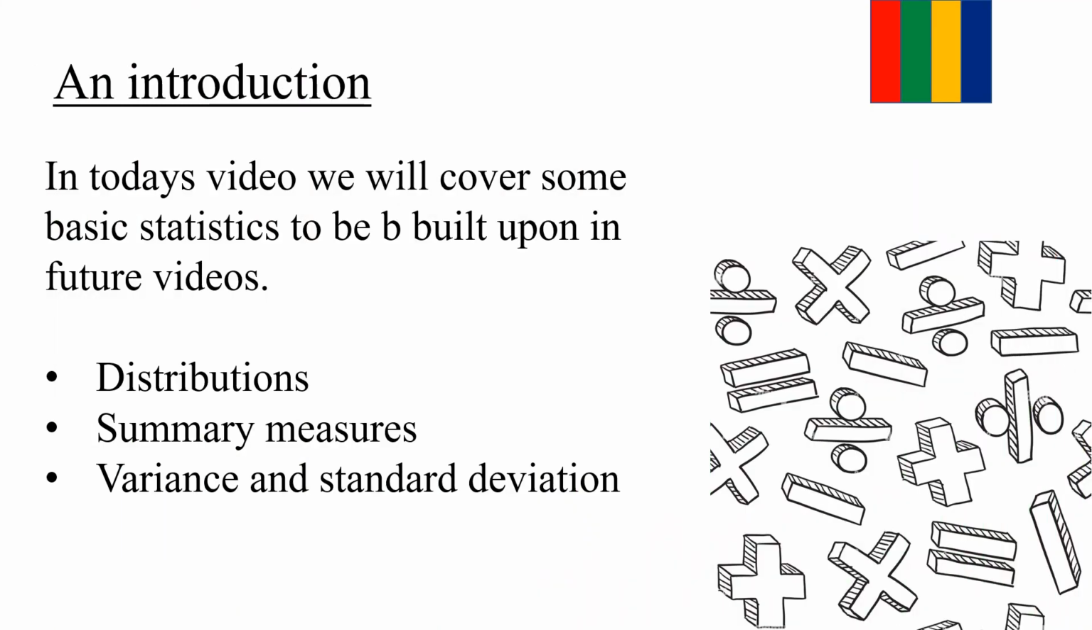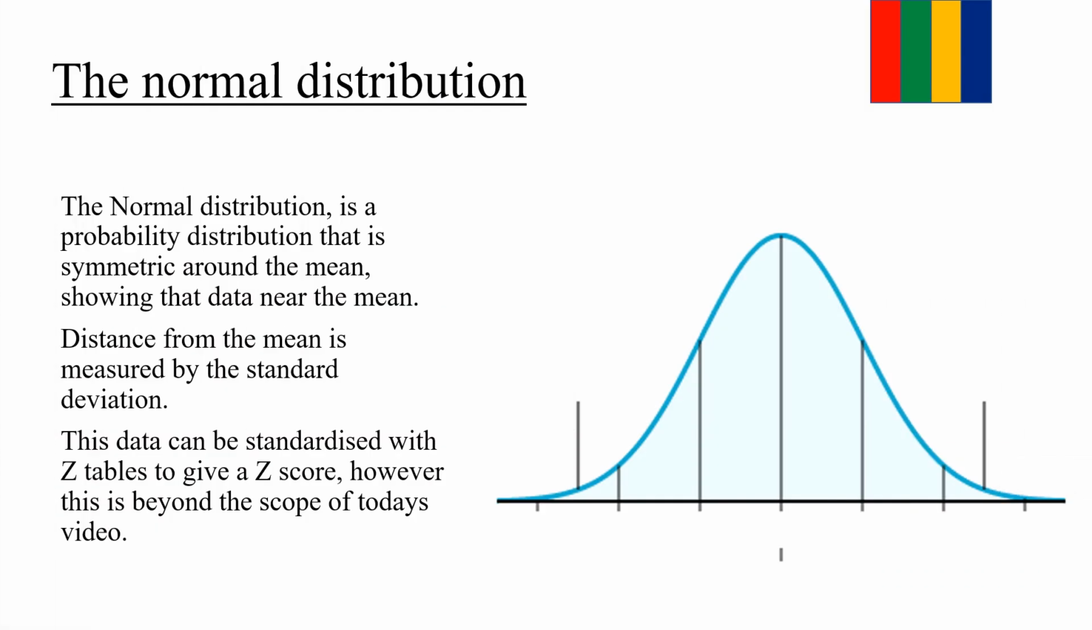So an introduction. In today's video we'll cover some basic statistics, distributions, summaries, variance and standard deviation. So the normal distribution. The normal distribution is a probability distribution that is symmetric around the mean, showing the data near the mean. Distance from the mean is measured by the standard deviation. This data can be standardized with Z tables to give a Z score. However, we're not going to be discussing that in this video. That is a topic for a future video.